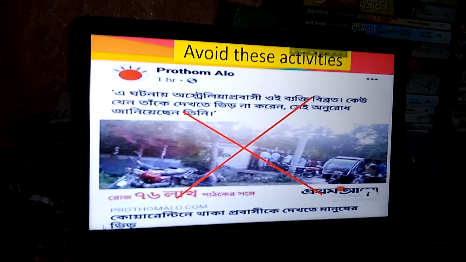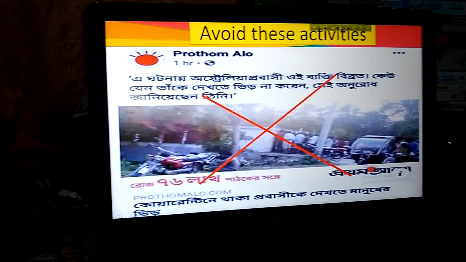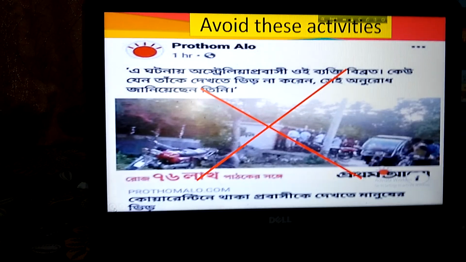We have to avoid these things. Please look at this one. There is a picture in Bangladesh.